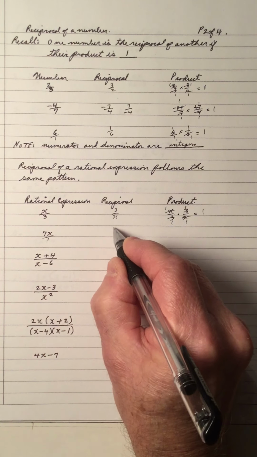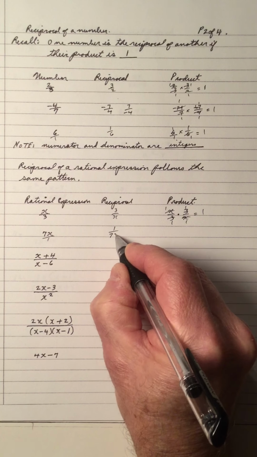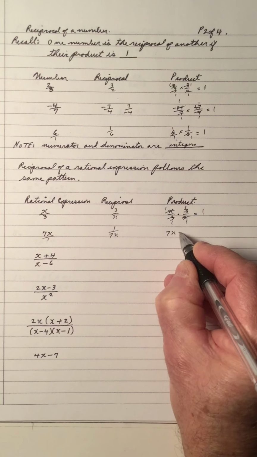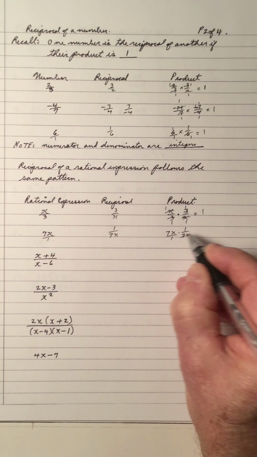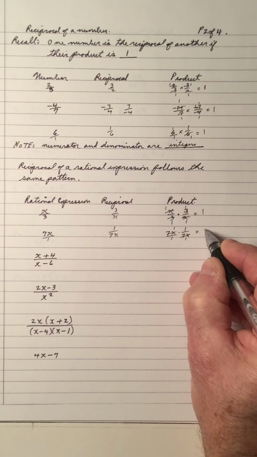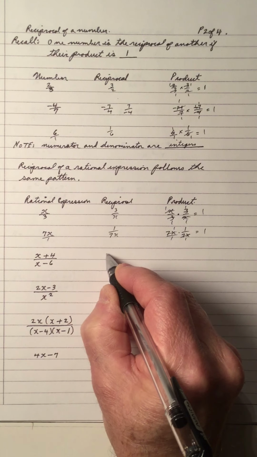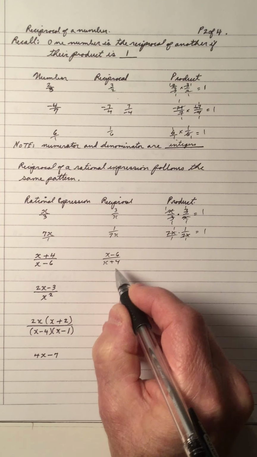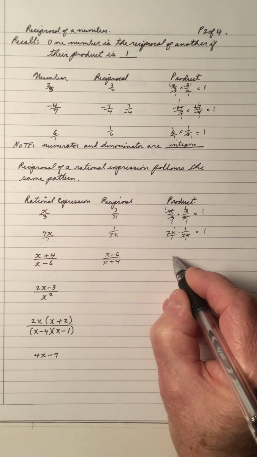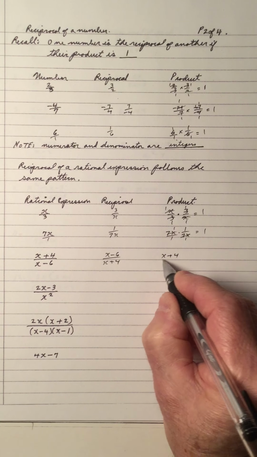7x is 7x over 1, so the reciprocal is 1 over 7x. So 7x times 1 over 7x. Remember, you put that over 1, you see that they cancel to give us 1. Reciprocal of x minus 6 over x plus 4. Reciprocal, just turn it upside down. And when you multiply them, let's see.